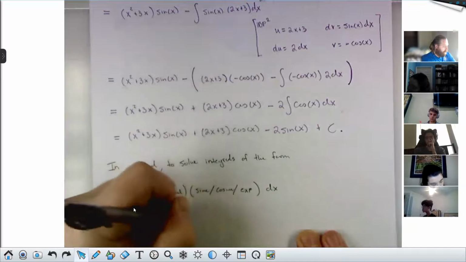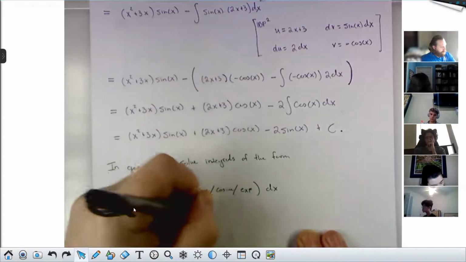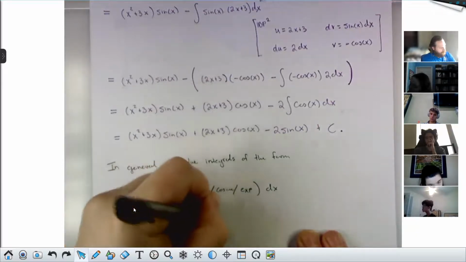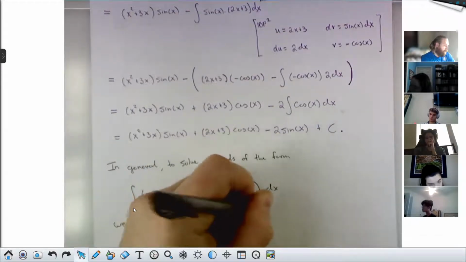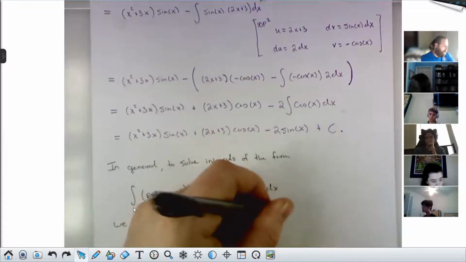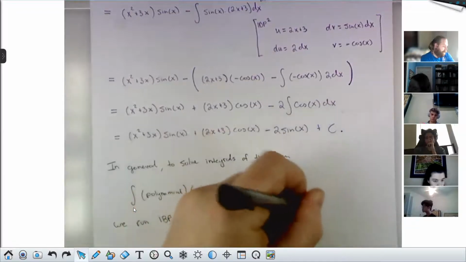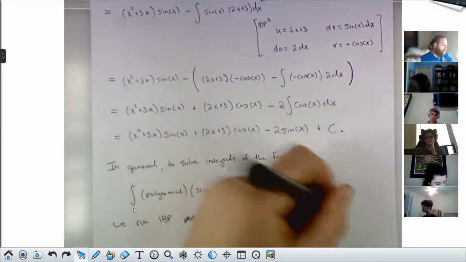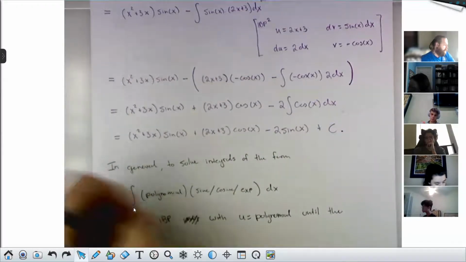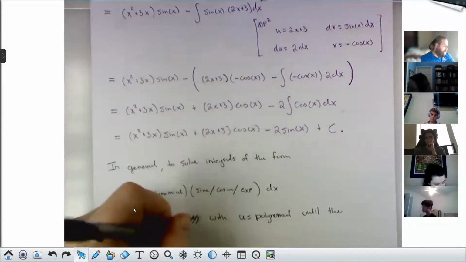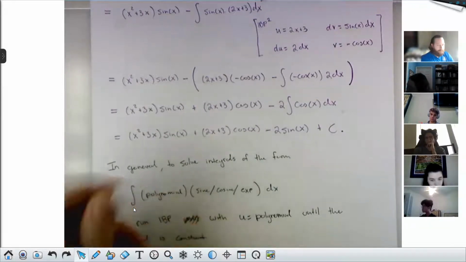IBP until IBP with u equal to the polynomial piece until the polynomial is constant.